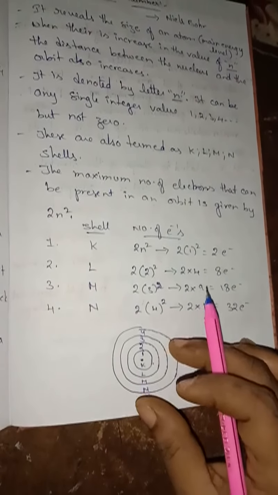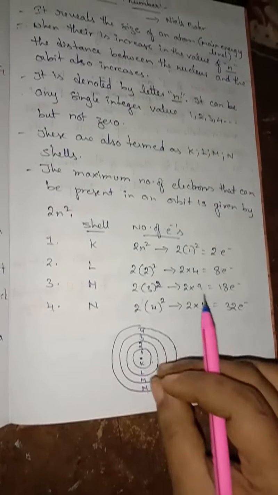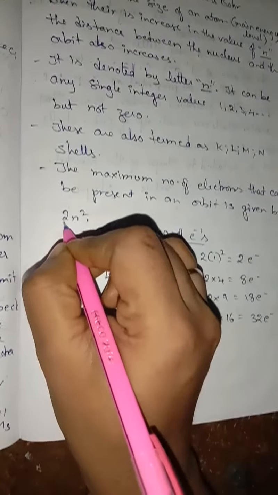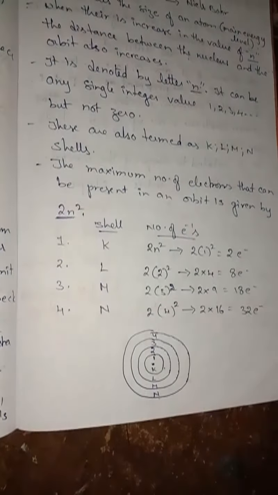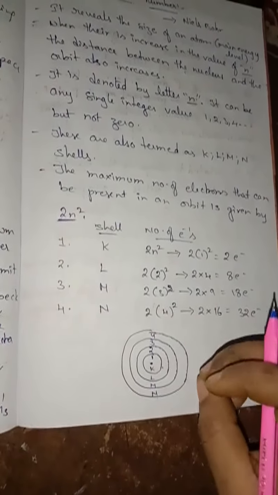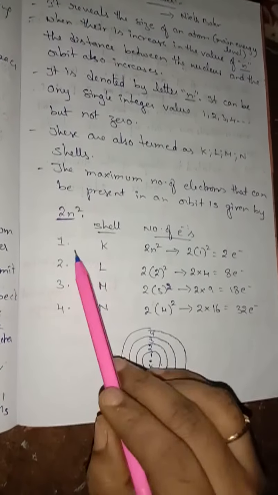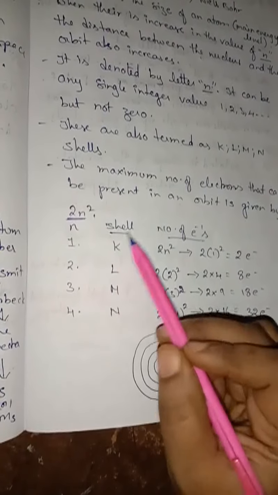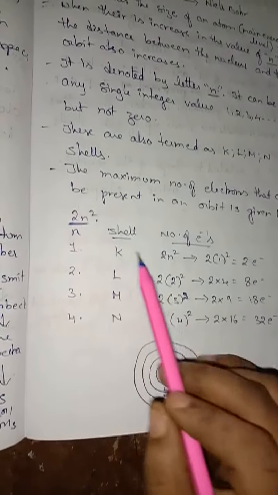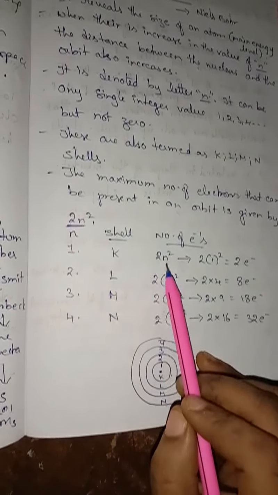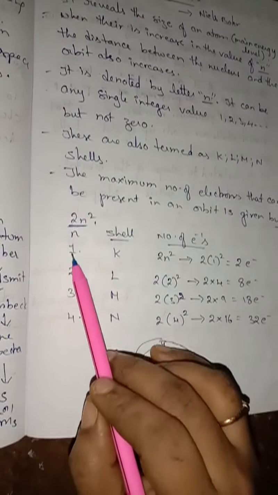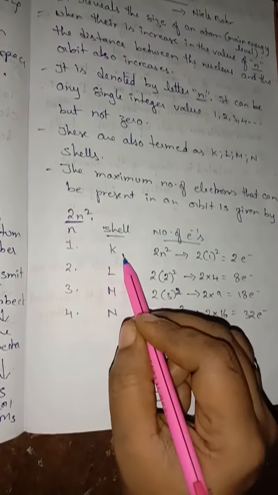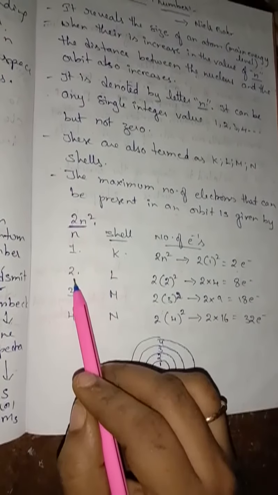Now, the maximum number of electrons that can be present in an orbit is given by the formula 2n squared. How this is useful in giving the number of electrons in an orbit, we will see now. When n equals 1, the shell is K. Number of electrons is 2n squared, so 2 into 1 squared equals 2 electrons. That means in the K shell, how many electrons will be present, children? Only 2 electrons.